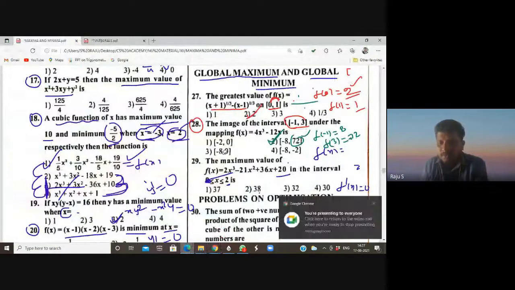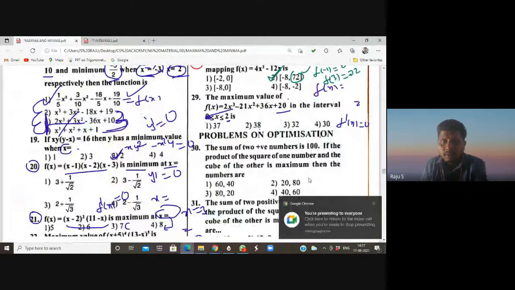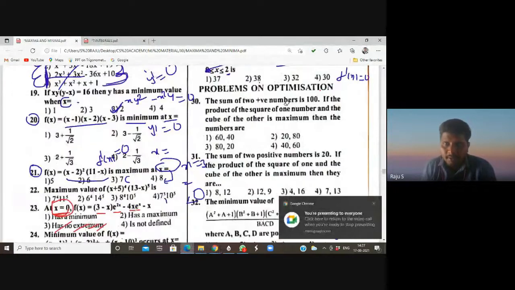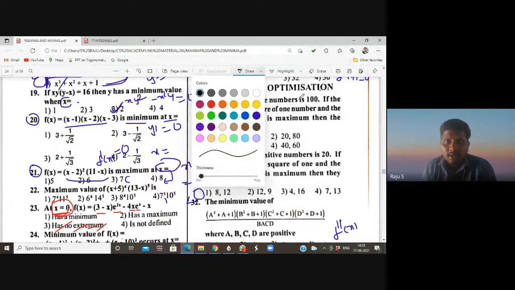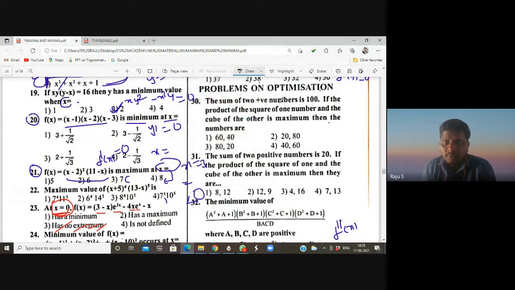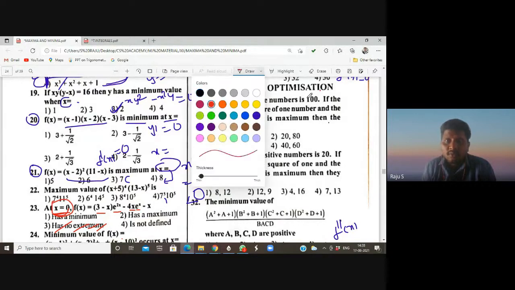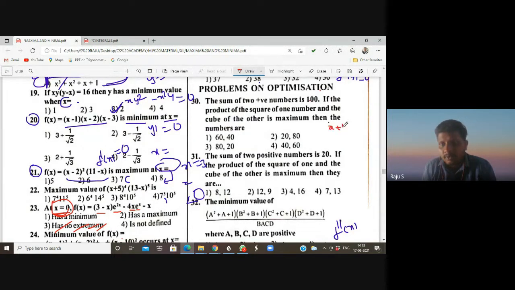So question number 30, a problem on optimization. Optimization means, like, these are NCERT questions only, students. The sum of two numbers. What is the sum of two numbers they have given? x plus y is equal to 100. If the product of the squares of one number and the cube of the other number.